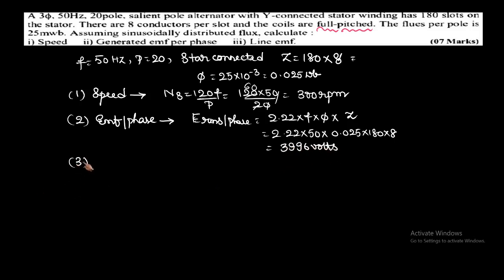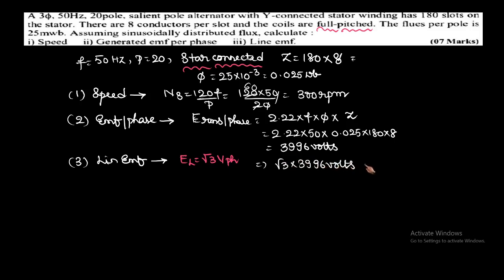Next, the third question: it asks for the line EMF. Because the stator is star connected, as we already know, in star connection the line voltage is equal to √3 times the phase voltage. That's why we have to multiply √3 into 3996 volts. How much does it become? 6921.2 volts. That is your answer.